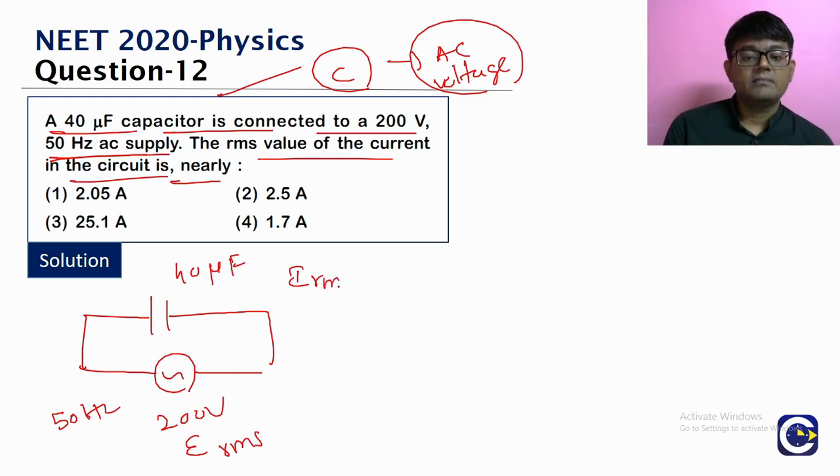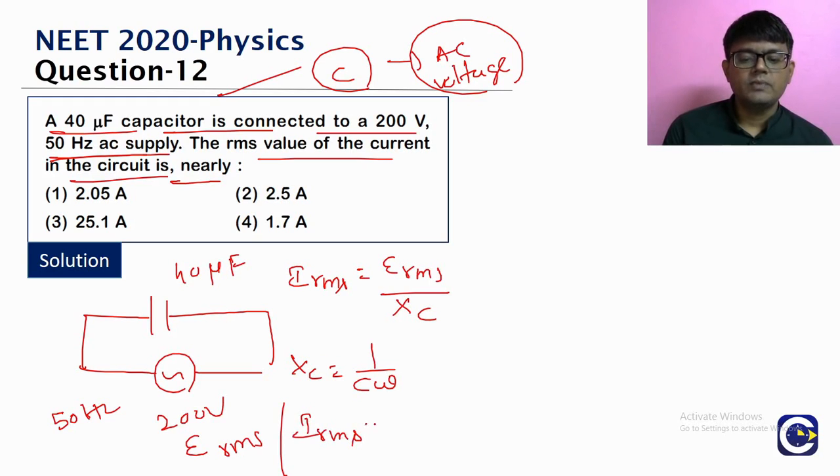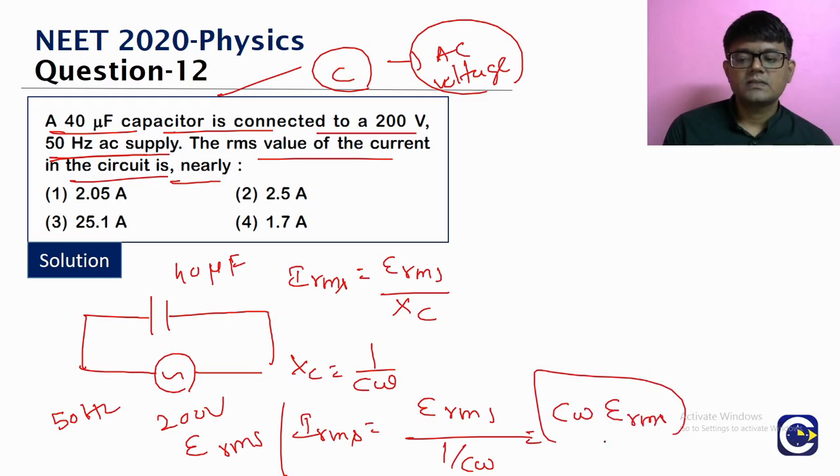So IRMS will be equal to RMS voltage divided by XC. What is XC? Capacitive reactance. XC value is 1 by C omega. So finally IRMS is ERMS by 1 by C omega, which is C omega into ERMS. What is omega? Omega is equal to 2 pi into the frequency.